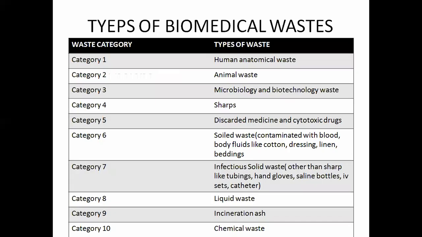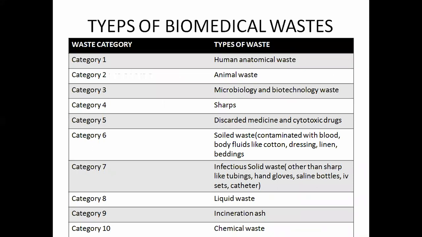So what are the types of biomedical waste? In hospital we have 10 categories of waste. So we have category 1, 2, 3, 4, 5, 6, 7, 8, 9, 10. In your exam, a question might come: how many categories of waste are there in biomedical waste? Your answer is 10 categories.